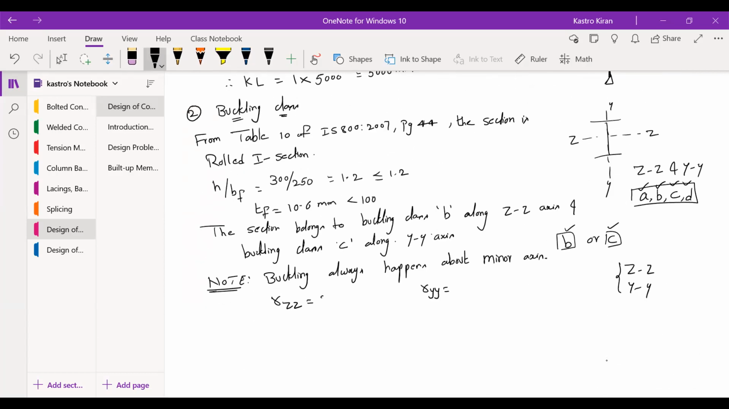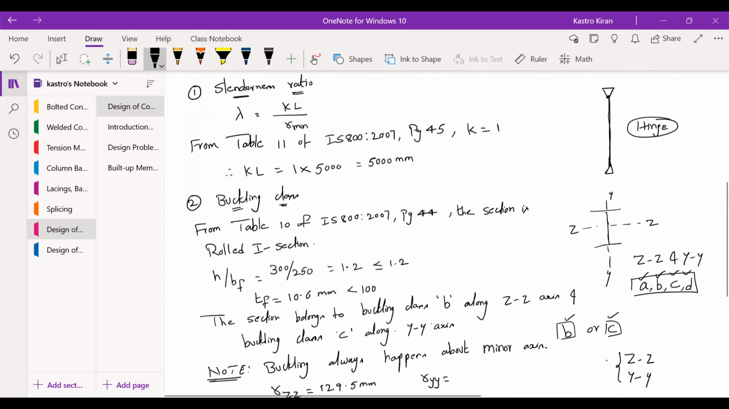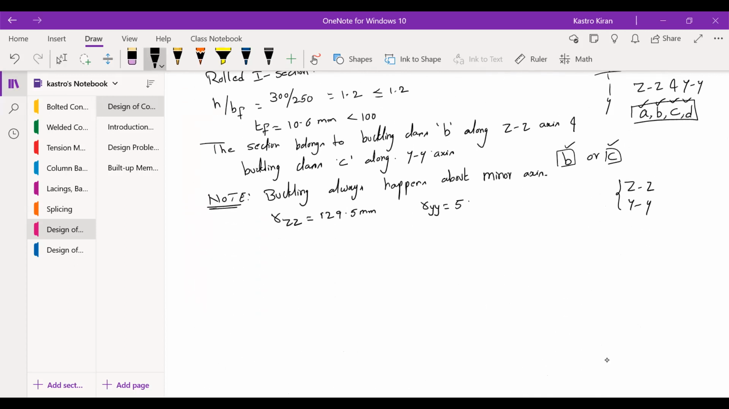So RZZ equals 129.5 mm, and RYY is 54.1 mm. What we talked about is that buckling always happens about the minor axis. Now, which is the minor value here? Is it 129.5 or 54.1? It is 54.1. Therefore, the minor axis is YY, because you have the least value of R along the YY axis. So the least value is 54.1.